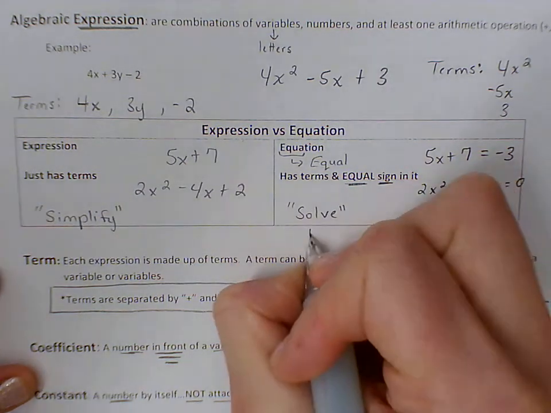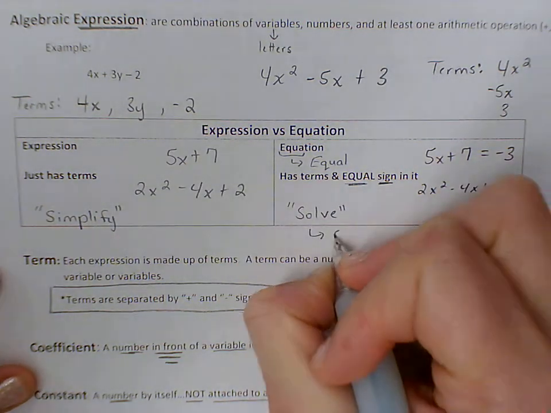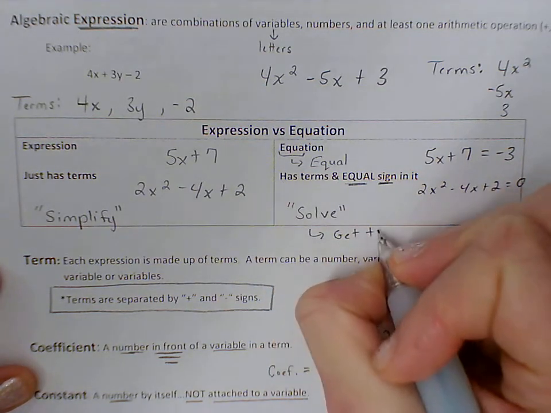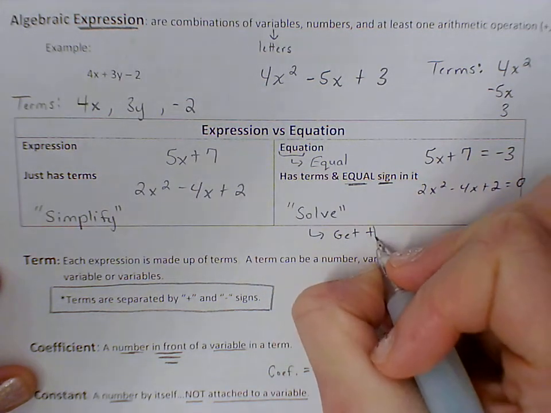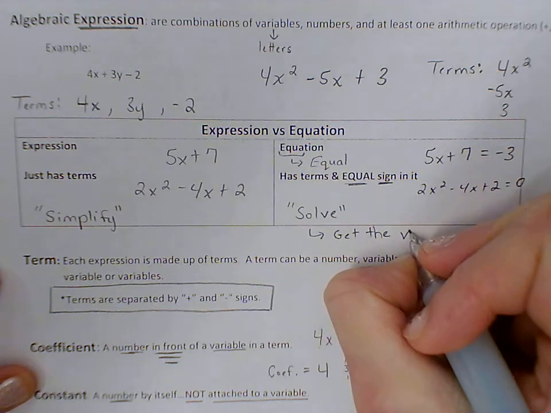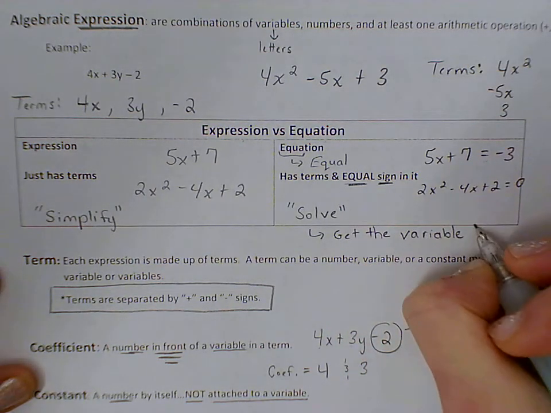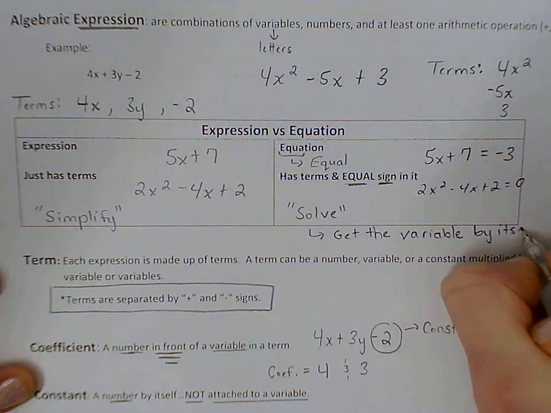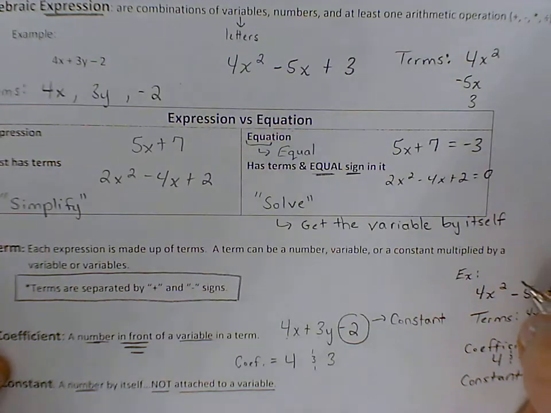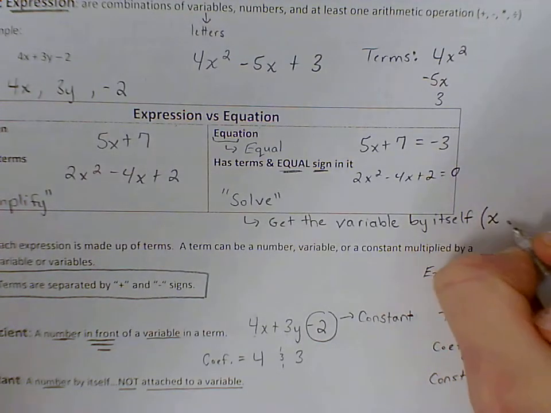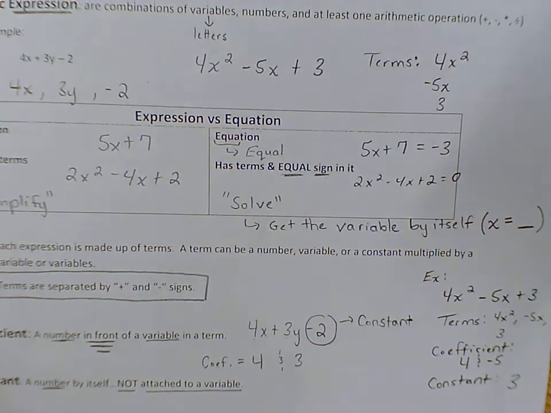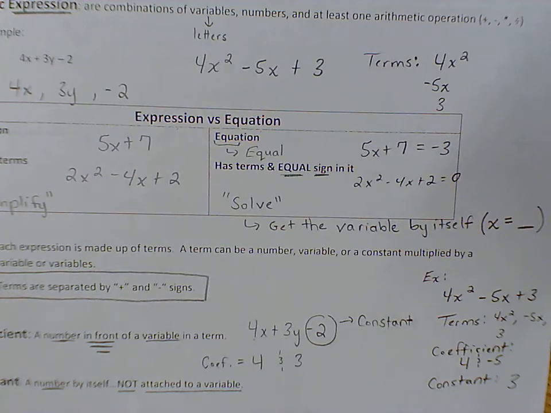And remember, when they tell you to solve something, what they're telling you to do is to get the variable, whatever the variable is, by itself. So let's write that down. Get the variable by itself. Okay? And so, like if we had an x, what I mean by that is you would have x on one side of the equal sign, and then you have the equals, and then it'd be equal to some number. Okay, so that's what it would look like in the end if you were solving it.